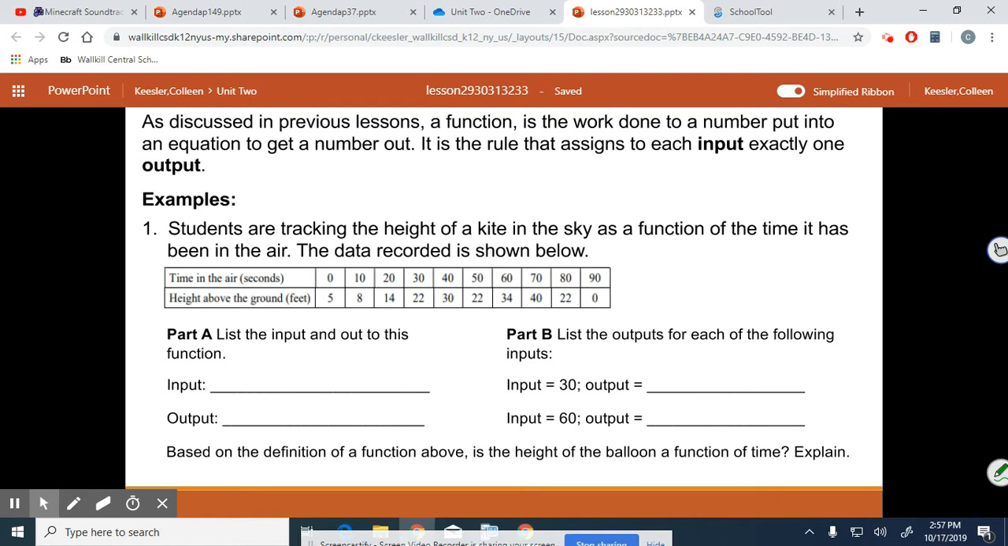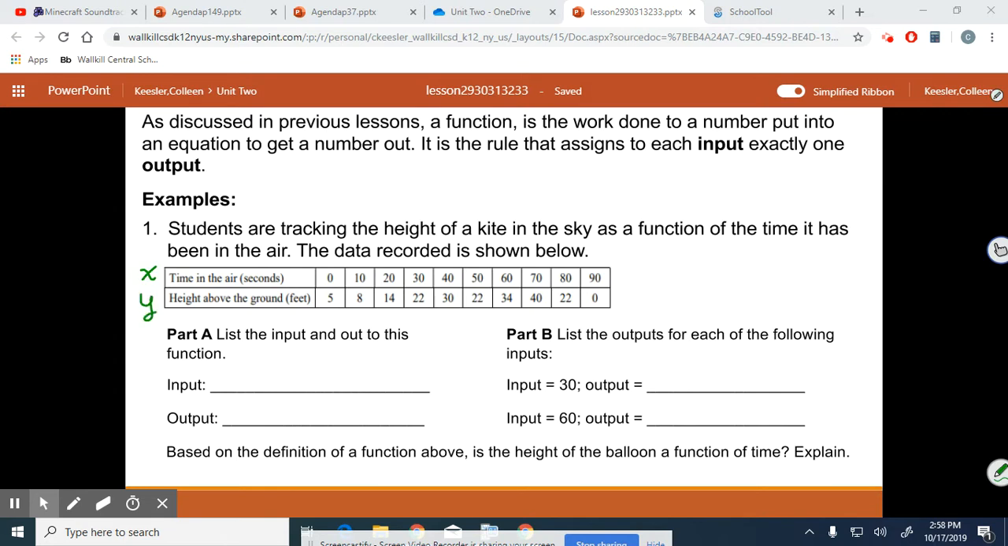So as long as each x is only paired with one y, it's going to represent a function. If an x value shows up more than once and is paired with more than one y, then it is not a function. So let's see how this happens. Here's some examples. Number one, students are tracking the height of a kite in the sky as a function of time it has been in the air. The data recorded is shown below. So time in the air is our x or our input, and height is our y or our output.